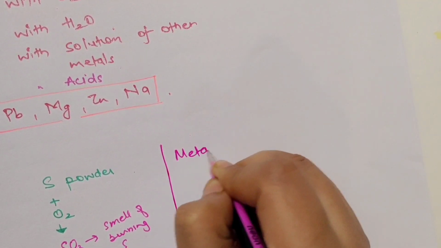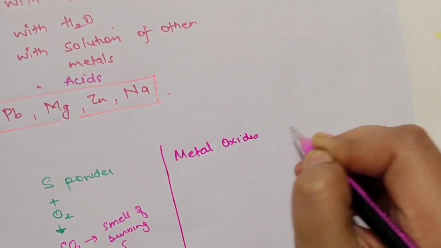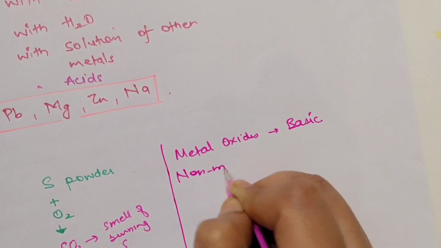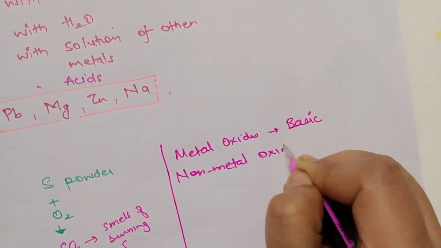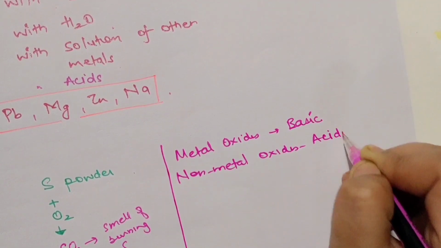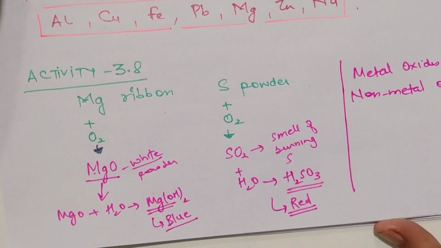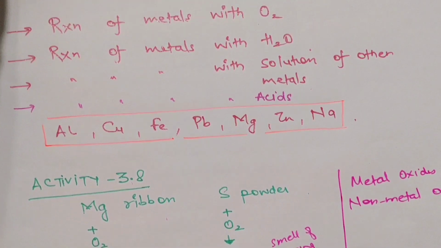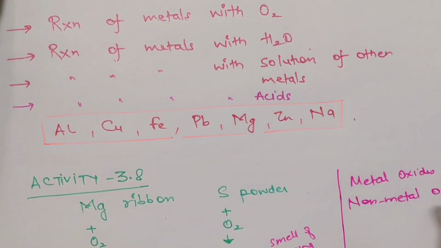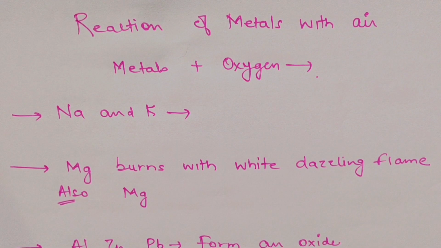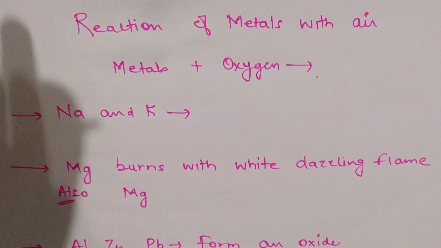Metal oxides are basic and non-metal oxides are acidic. Okay, these are the observations of this activity. Now coming on to our main agenda, chemical properties of metals. Let's see how metals react with air.